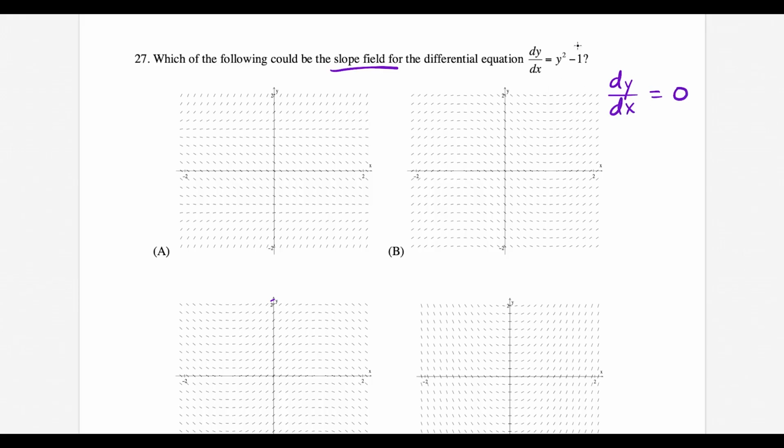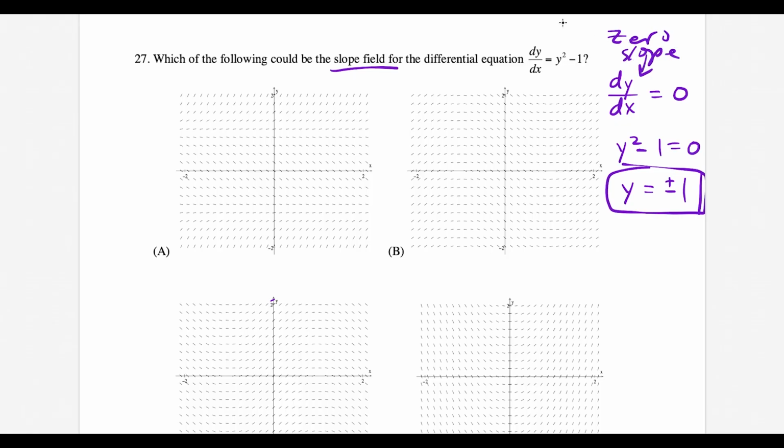And in this case, dy/dx would be 0 when the derivative y squared minus 1 is equal to 0. And this is true when y equals plus or minus 1. So how does this information help me with the question? Well, I'm looking for a 0 slope. And a 0 slope on a slope field is just a bunch of horizontal lines like this.